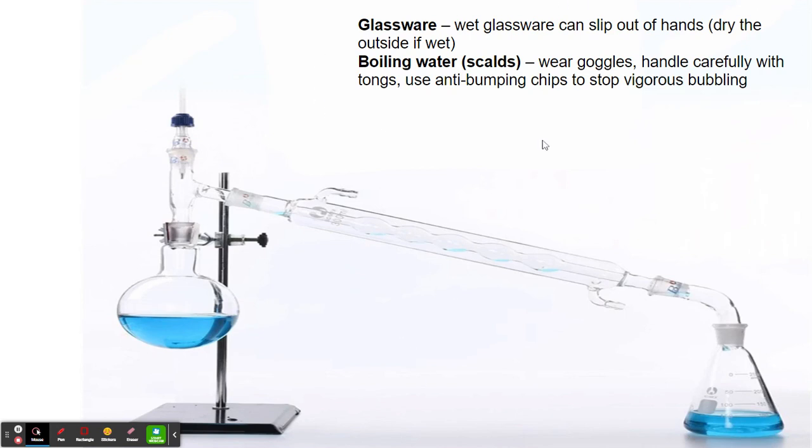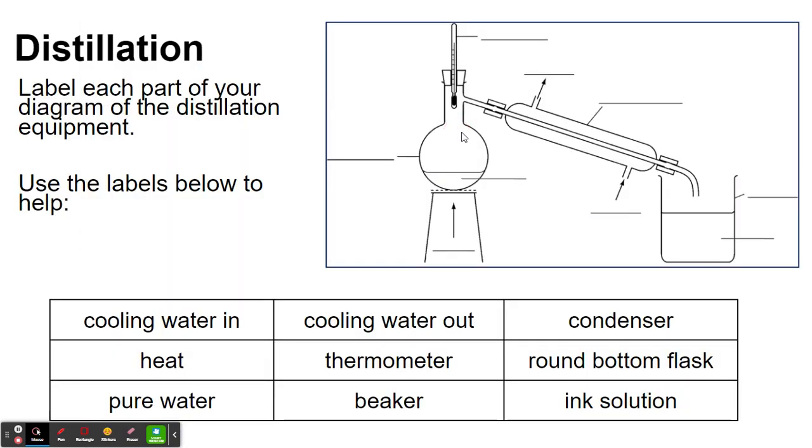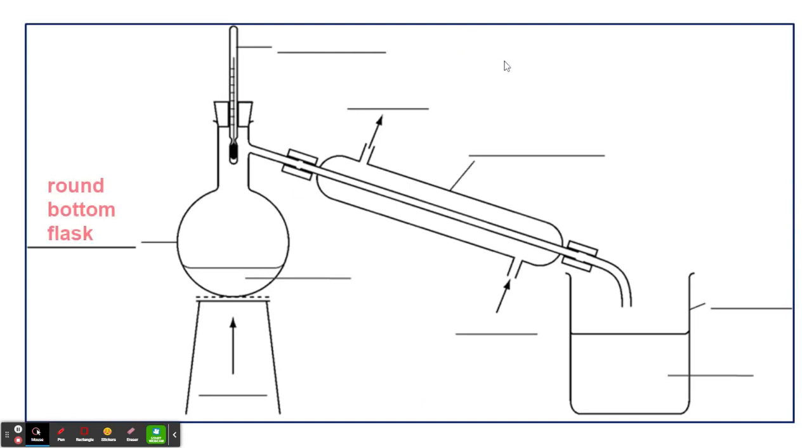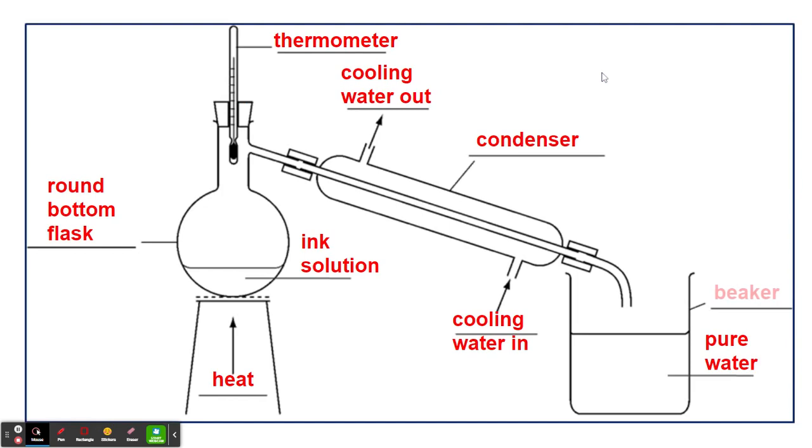Just at the top, in your own time, you can read through some of the safety precautions that you need to take when doing this. So let's look at the apparatus in a little bit more detail. This is a slide that you will have seen in lesson time. If you want to, you can pause the video, copy the apparatus down, and label it. That's absolutely fine. I'm not going to spend ages doing that. I'm just going to skip to the next slide and show you where the labels should be. I'll put them all on and then we'll go through them one at a time.